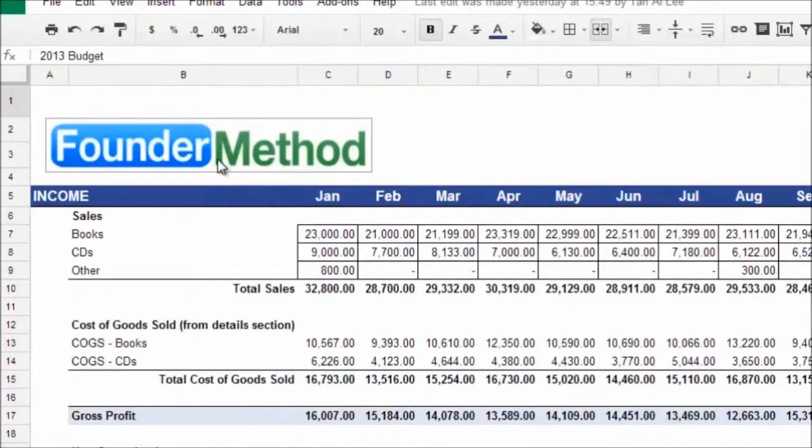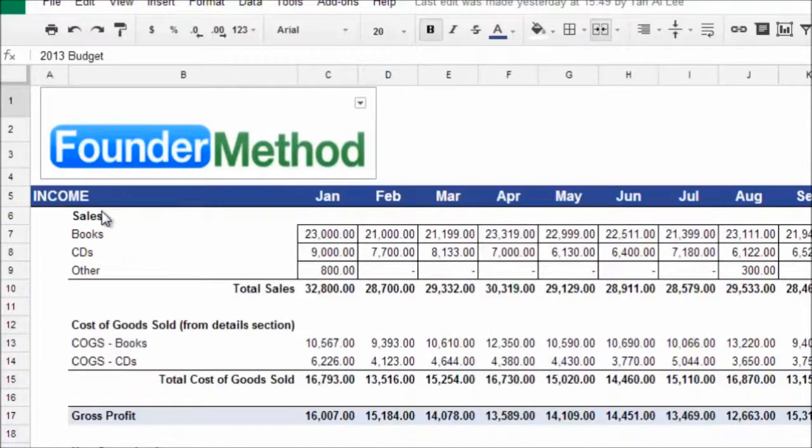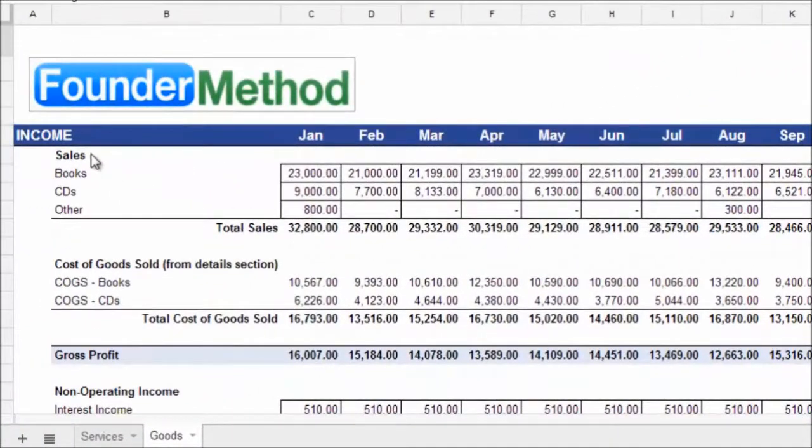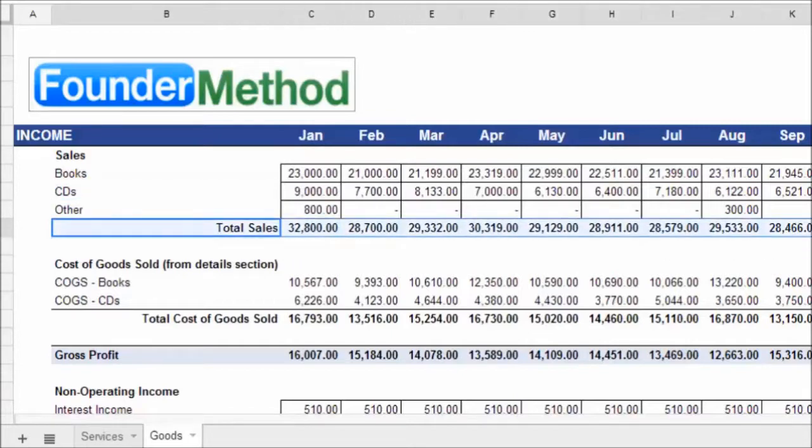Next, let us look into the example for goods. Take founder method as an example. Company name, date, sales. You insert your sales for product 1, which is books, and product 2, which are CDs, here. The template will help you to sum up the total of your sales here.